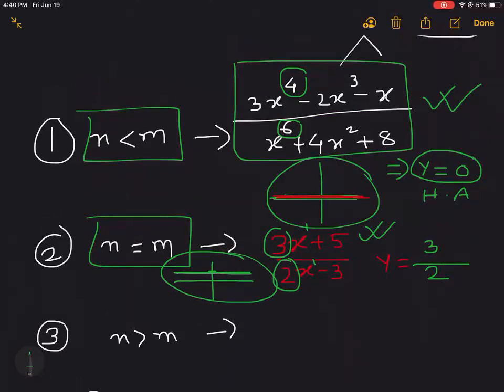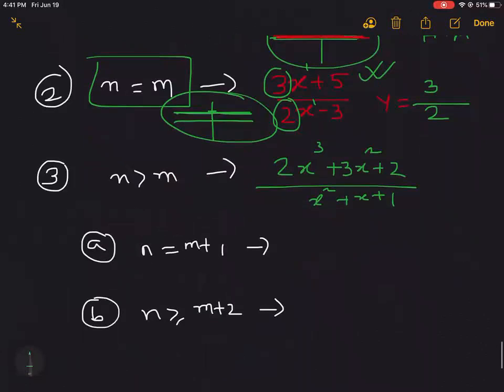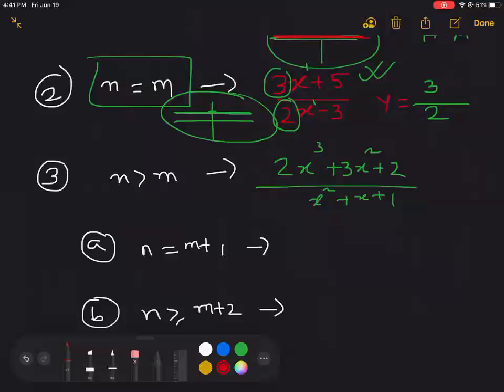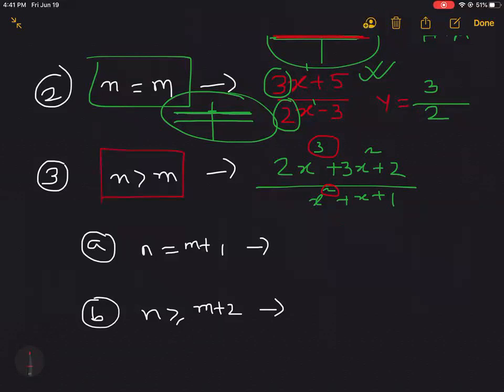Now, what happens if we have the third case? Let's take this example: 2x cubed plus 3x squared plus 2, over x squared plus x plus 1, okay? Let's say that's our new problem. And on this occasion, our degree is 3 and 2. Can you see that? That means it's definitely n greater than m, no doubt about that.